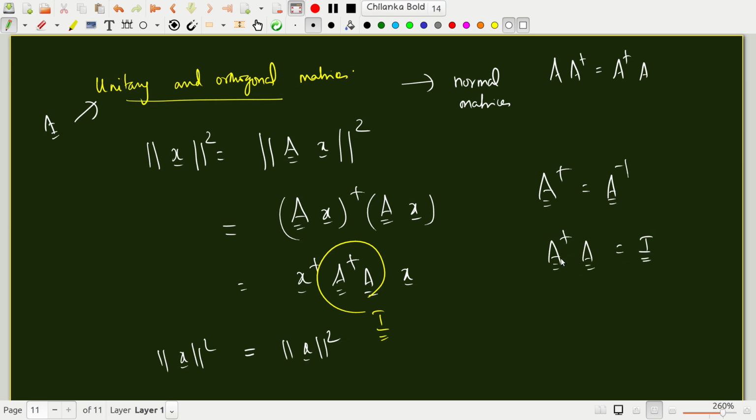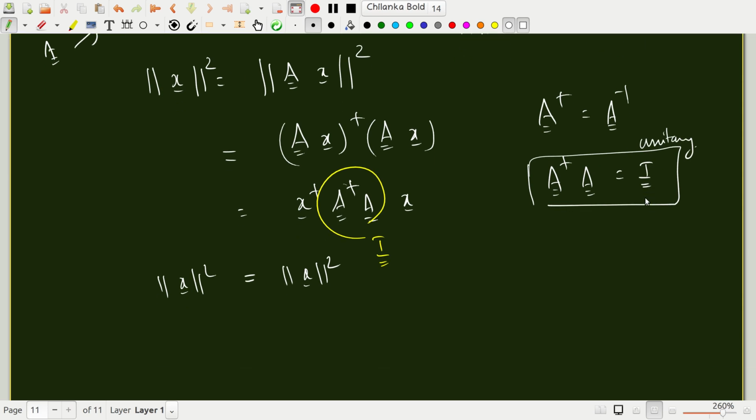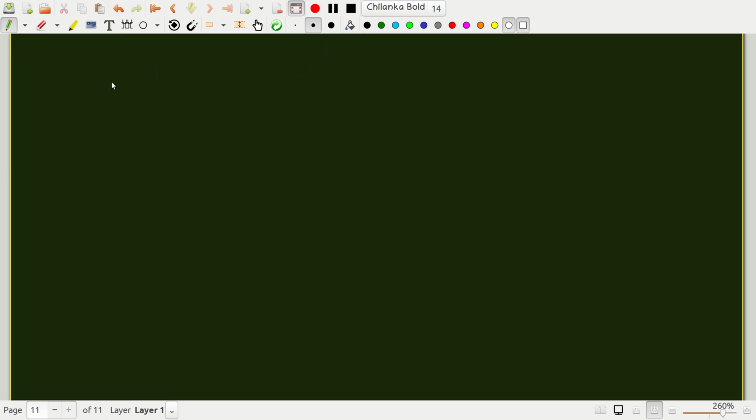Or you can further make a requirement: what is the property that must be satisfied by a matrix such that lengths are preserved? Then you will find that A dagger must be equal to A inverse, or A dagger A is identity, for a unitary matrix. This is a unitary matrix, right? So what is A dagger A?